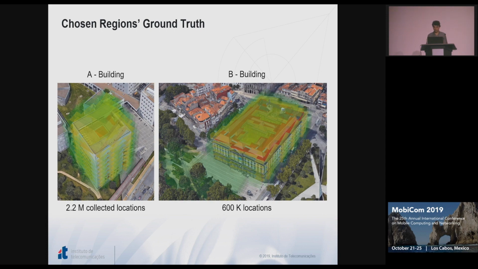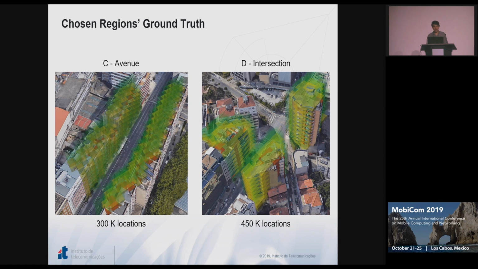The next 2 regions are based on roads. The first one is an avenue with buildings on both sides, and the fourth region is an intersection with 3 buildings manually annotated.